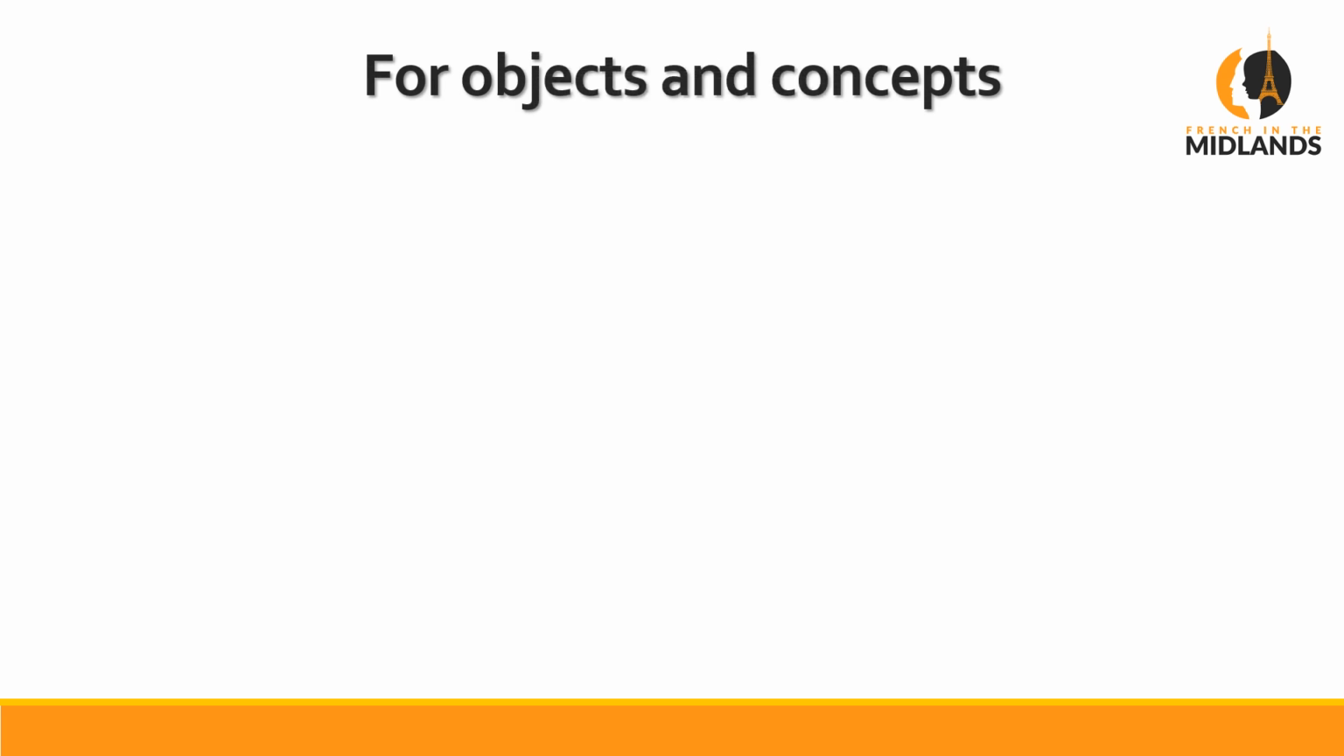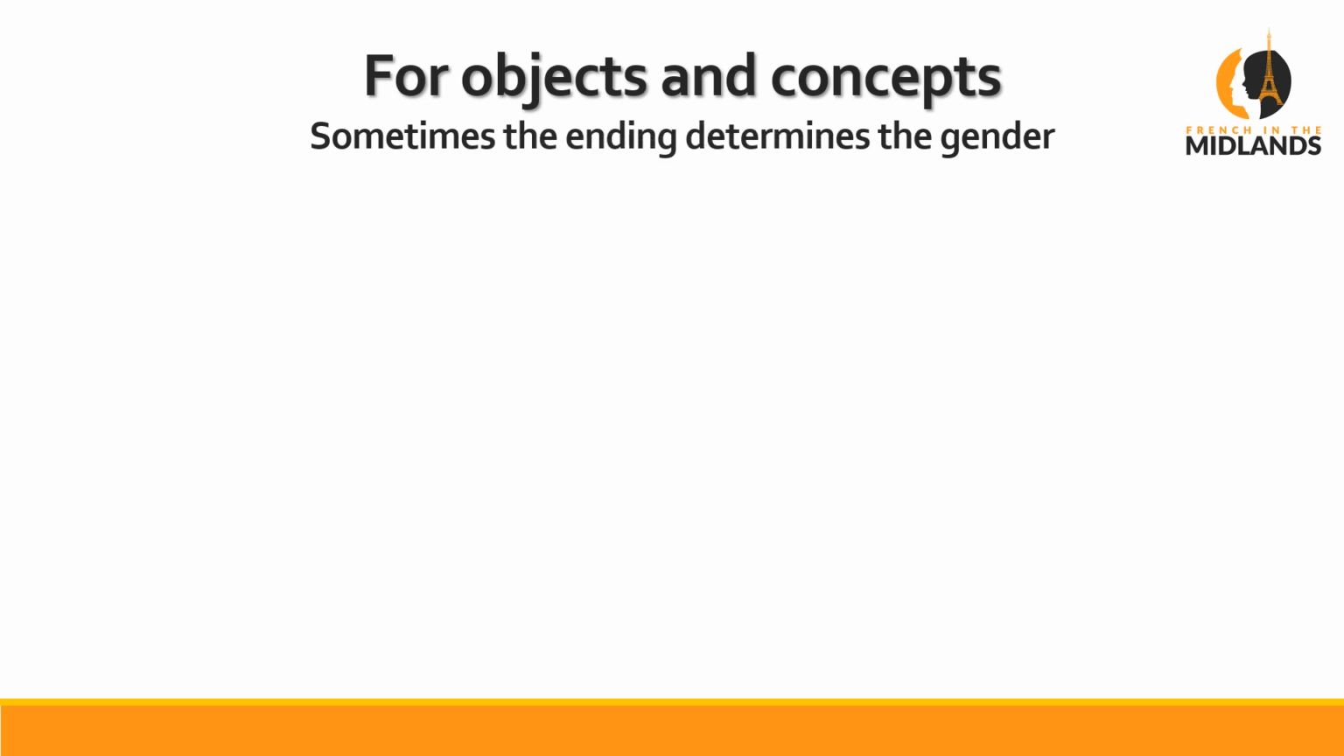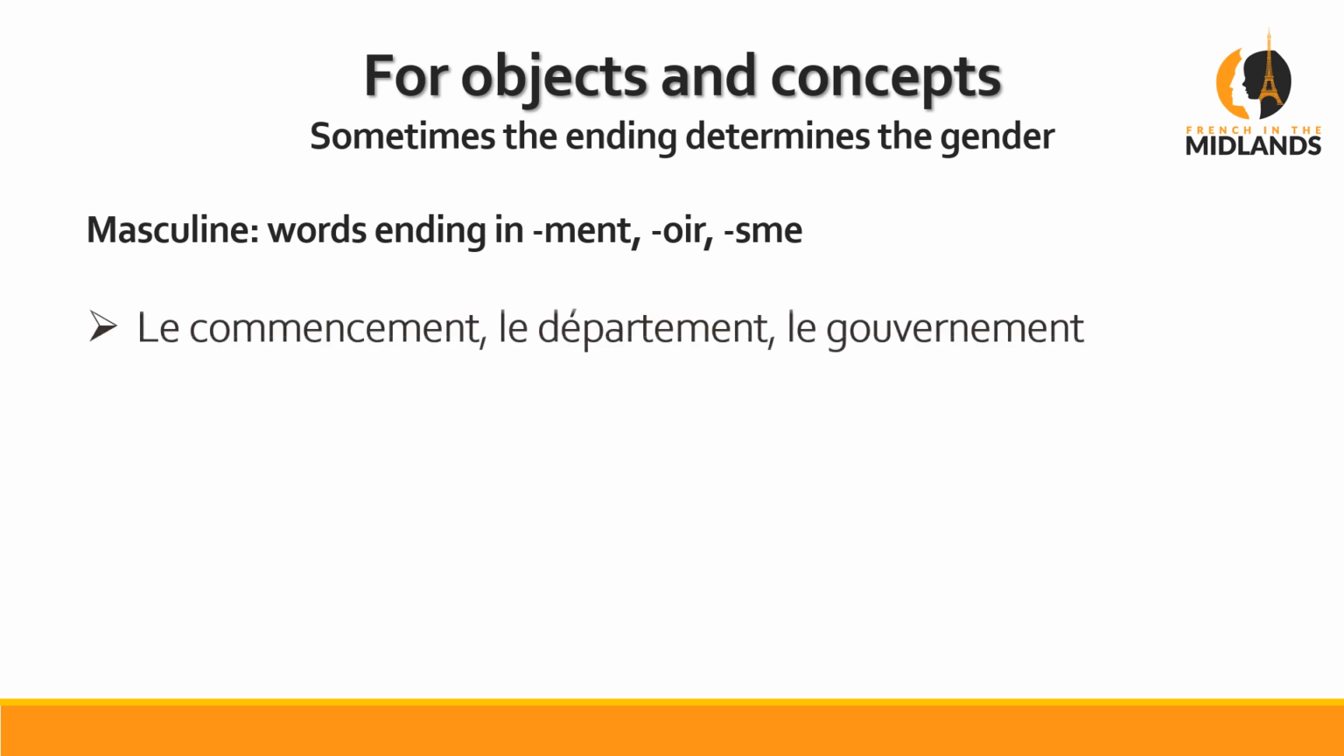Now for objects and concepts is when it gets a bit more tricky because there's no immediate connection between the gender and the object. So you will use the ending of the word to determine the gender. For instance, masculine endings tend to be words ending in ment, oir, or sme. Let's do the ment one. Le commencement, the beginning. Le département, the county or département. Le gouvernement, the government.